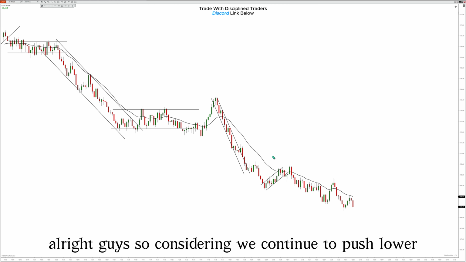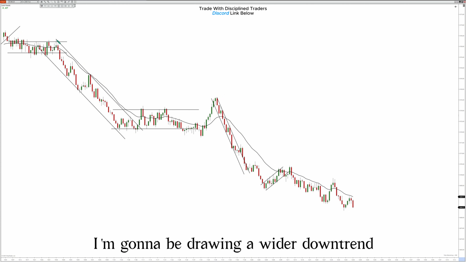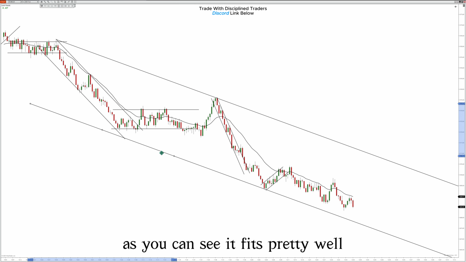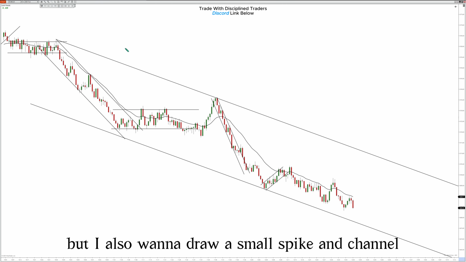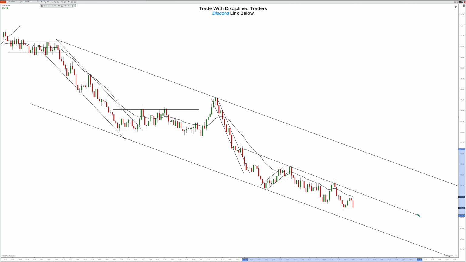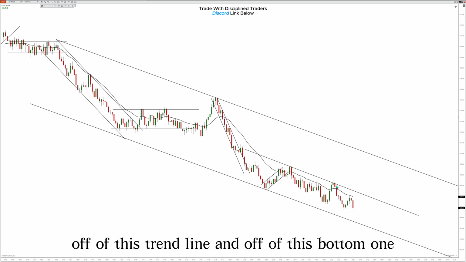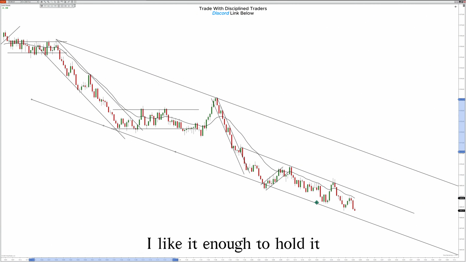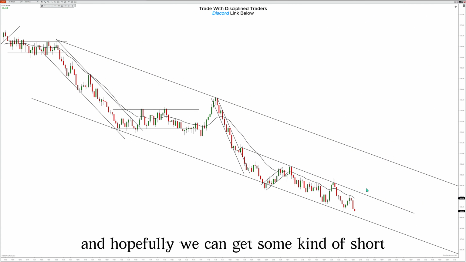All right, guys. So considering we continue to push lower, I'm going to be drawing a wider downtrend, something like this. As you can see, it fits pretty well. But I also want to draw a small spike in channel, something like this. You can see it's bounced multiple times off of this trend line and off of this bottom one. It's a classic spike and channel pattern. I like it enough to hold it, and hopefully we can get some kind of short.